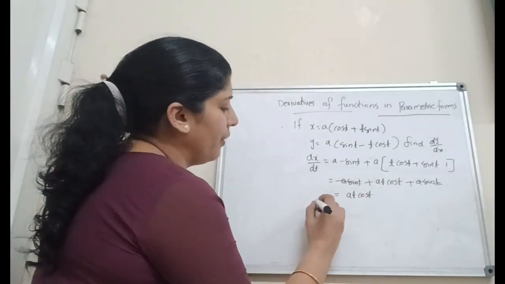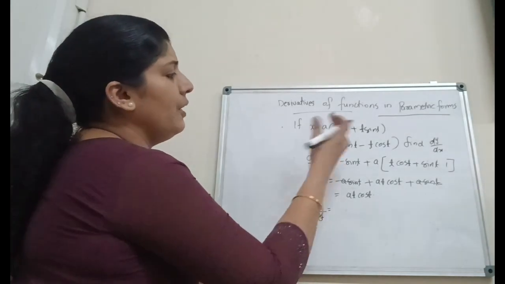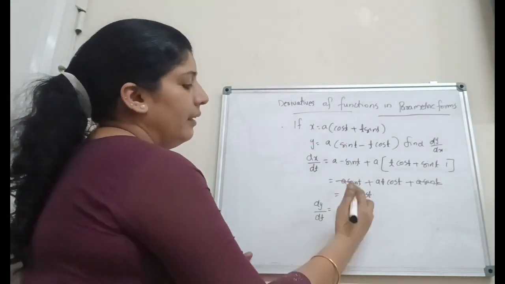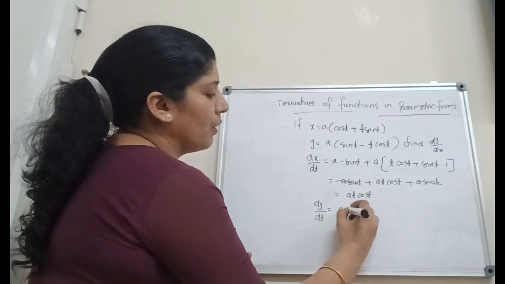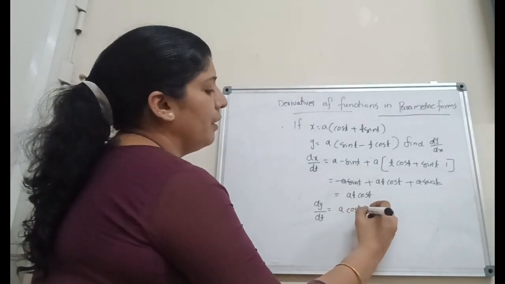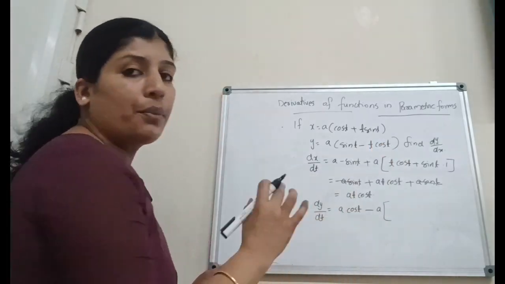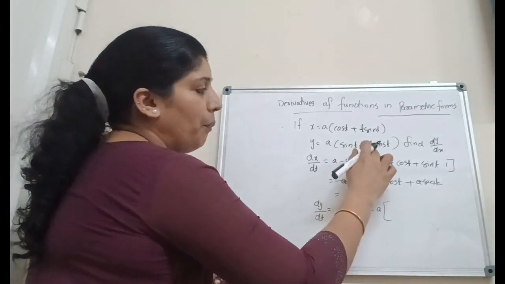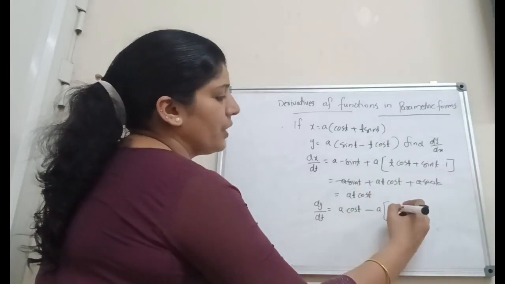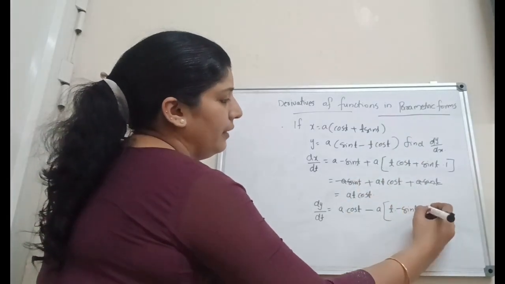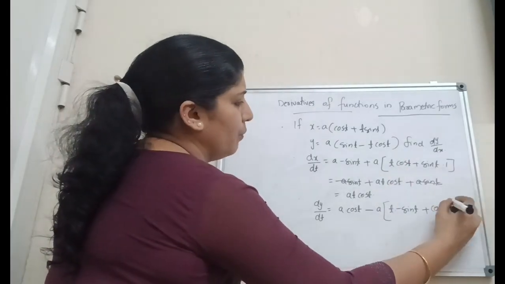Then next we have to find out dy by dt. It is equal to a into d by dt of sin t, that is a into cos t, then minus a into d by dt of t cos t. That is a product of two functions, so we have to apply the product rule: first function t into d by dt of cos t is minus sin t, then plus cos t into d by dt of t is 1.